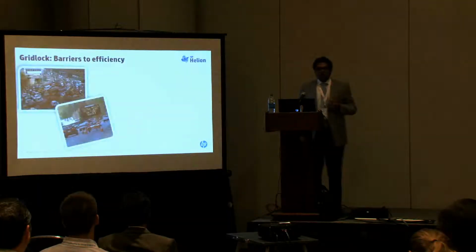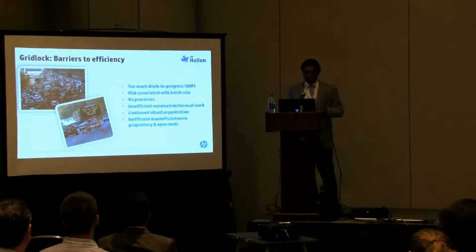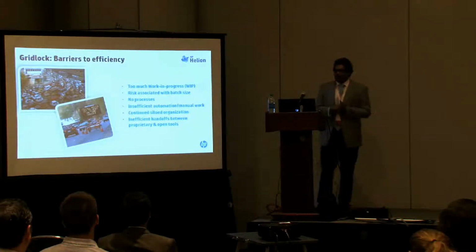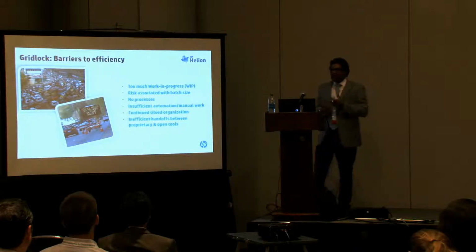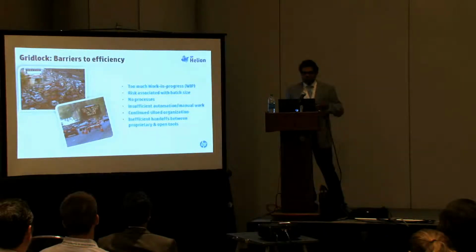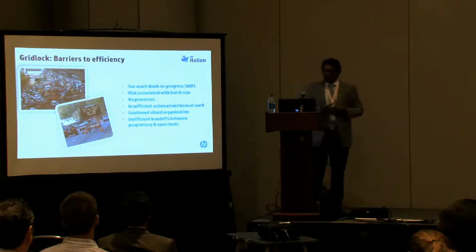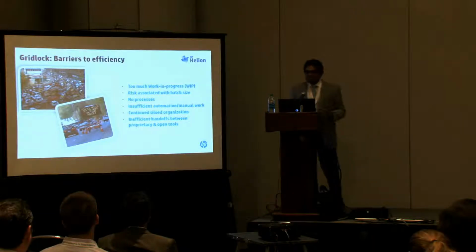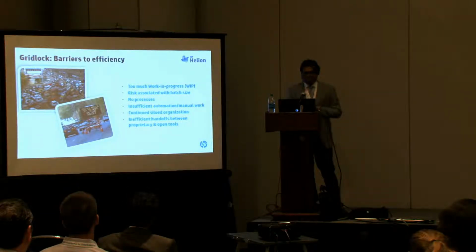So gridlock, again, I look at this as barriers to efficiency. Once you have adopted DevOps, what can happen to derail, essentially kind of grind your DevOps adoption to a halt? Part of the challenge you will see is having too much work in progress. There is enough literature out there. Look at, I think Gene Kim's The Phoenix Project is a great book which talks about work in progress.